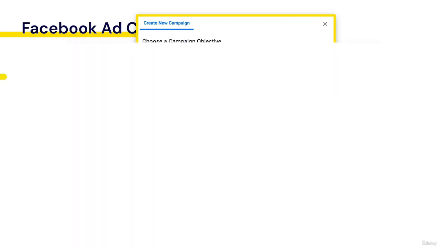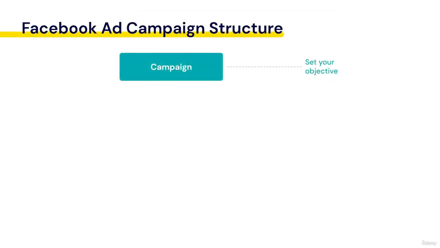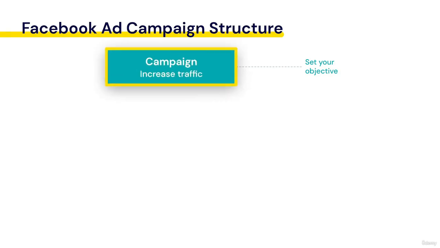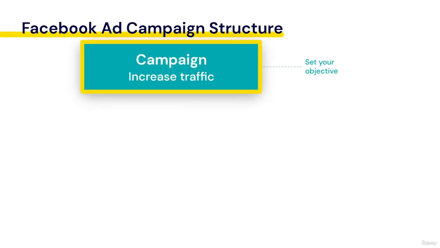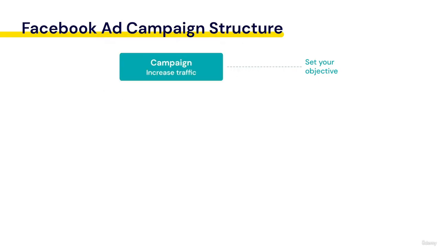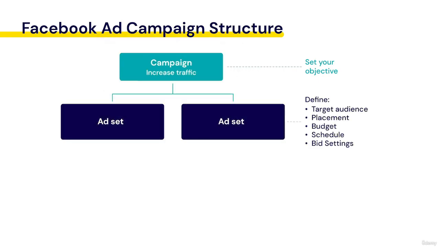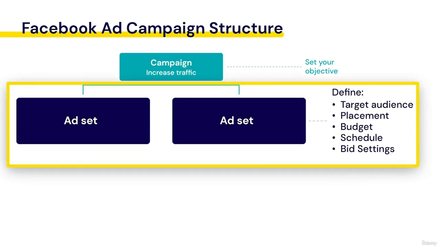Let's say Kala and Ivy wants to drive traffic to their website. They will set increased web traffic as their campaign objective and move on to the next level of the structure, ad set. Ad sets are the second level of a campaign. Think of the ad set as the level that tells your ad how to run. The ad set level will define who will see your ad, the targeting, where your ad will show up, the placement, how much you want to spend, the budget, and how long it should run for, the schedule.